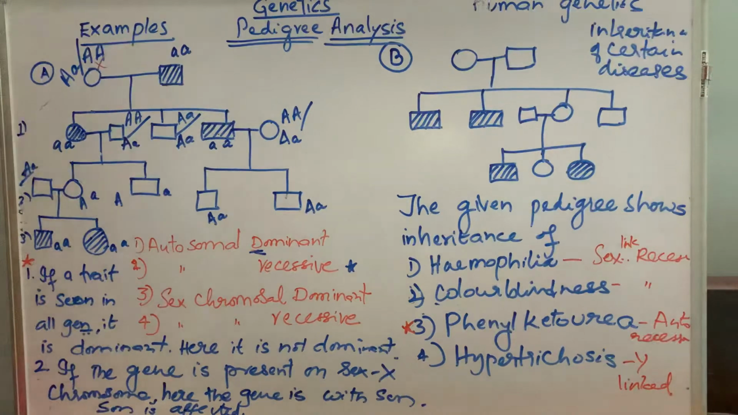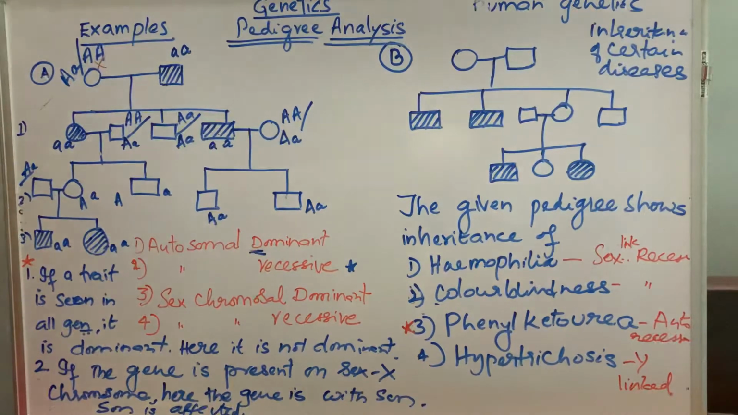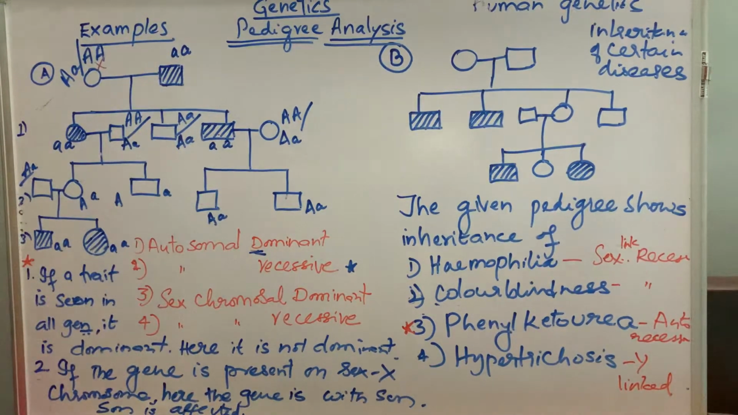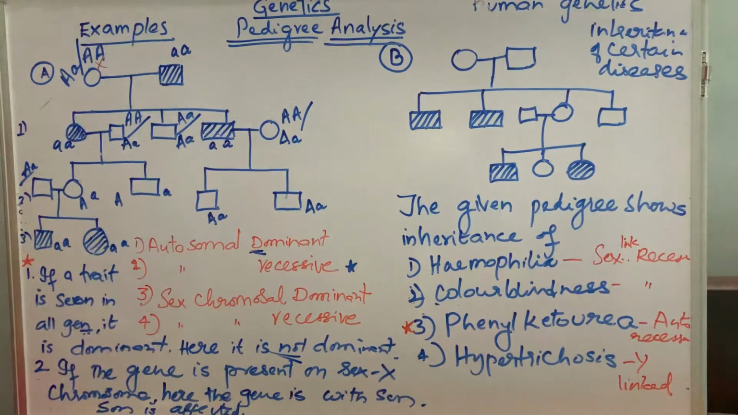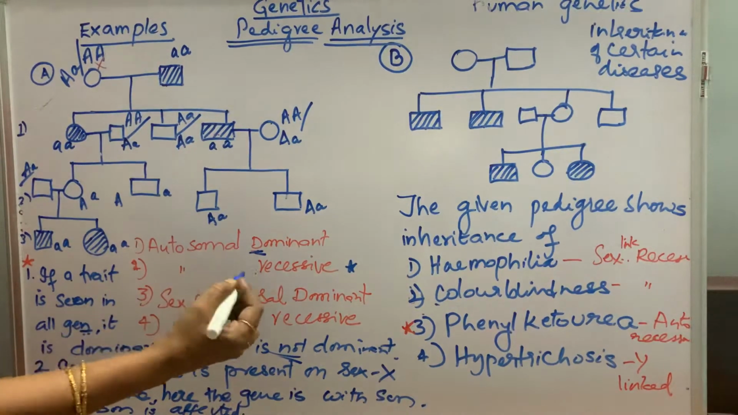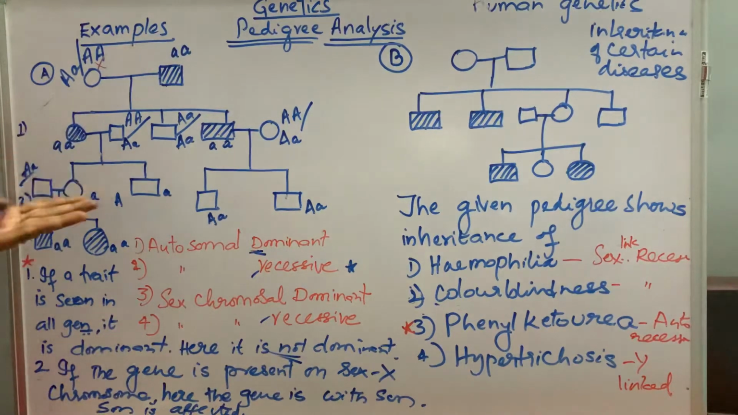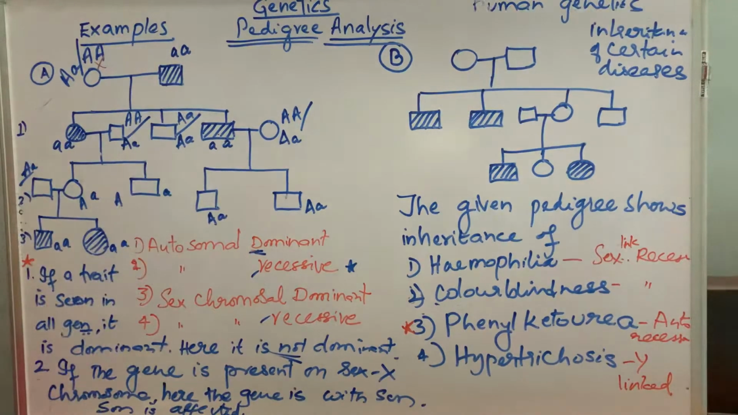In order to be dominant, the disease must be expressed in every generation. In every generation, we must see the diseased individuals, whereas here it is not expressed in the second generation. So, it is not dominant. So, it is recessive. We conclude that it is recessive because in the second generation there are unaffected individuals.